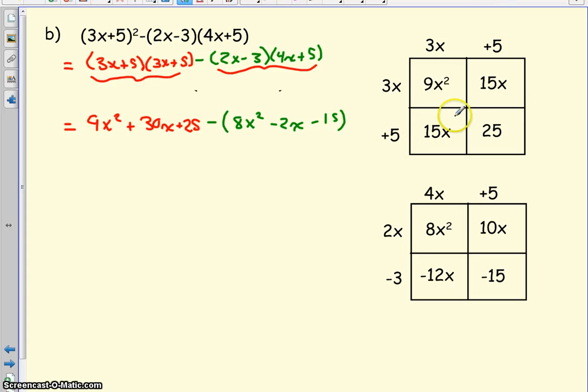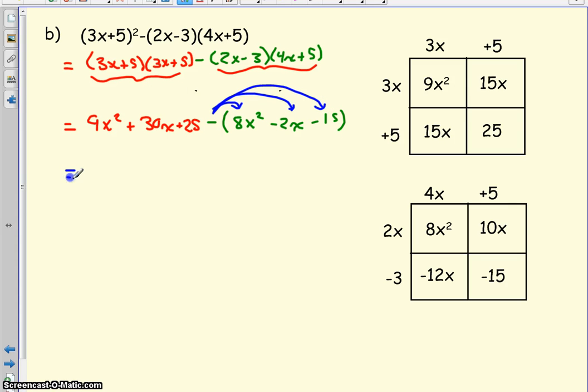Okay, so you can check your two arrays here. You should get 9x squared plus 30x plus 25 from the 3x plus 5 times 3x plus 5. And the other multiplication should give you 8x squared minus 2x minus 15. The thing to be careful about here now, when you're subtracting, remember that you're subtracting this whole multiplication here, so you have to keep your final result for the second multiplication in brackets. So this minus sign here you're going to distribute to every single term inside that second bracket.